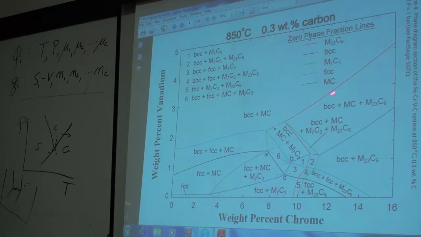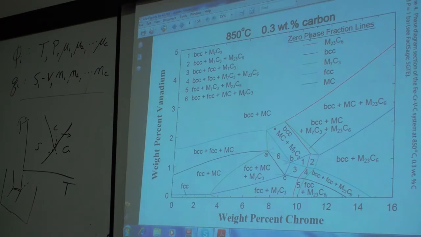Okay, so the red line is a zero phase fraction line for M23C6. It's on this side and it's not on this side. And you can see that these are continuous lines. The zero phase fraction line for BCC goes like that. The zero phase fraction line for M23C6 goes like that, and so on. If you draw a zero phase fraction line for every phase, you've drawn the entire phase diagram.